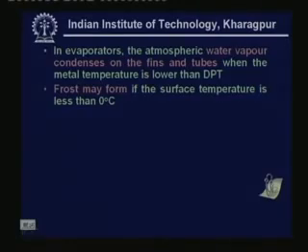And if the surface temperature is less than 0 degree centigrade, then frost also may form. That means whatever liquid condenses, it will also freeze if the surface temperature is lower than 0 degree centigrade. This happens in domestic refrigerators and all. You must have seen the evaporator of a domestic refrigerator being covered with a thick layer of frost, because the evaporator operates at a temperature much lower than 0 degree centigrade in a domestic refrigerator.